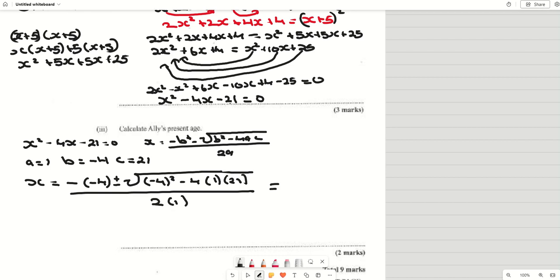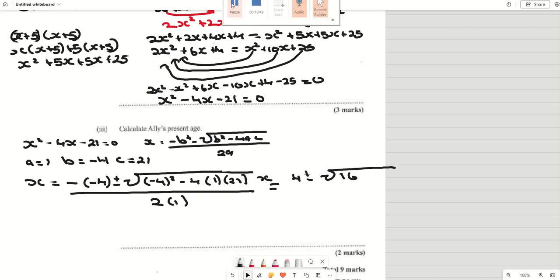So what is this equal to? A minus and a minus is a plus, so x is equal to 4 plus or minus the square root of minus 4 by minus 4, which is 16. Please note that C is not just 21, it is minus 21, okay? So it's minus 4 by 1 is minus 4, and minus 4 by minus 21 is positive 84. All over 2 by 1, which is 2.